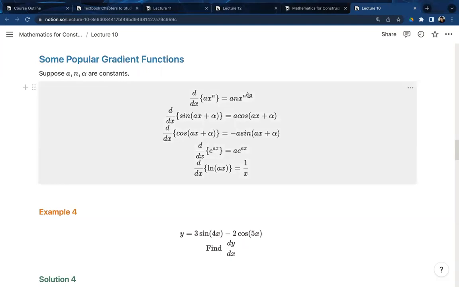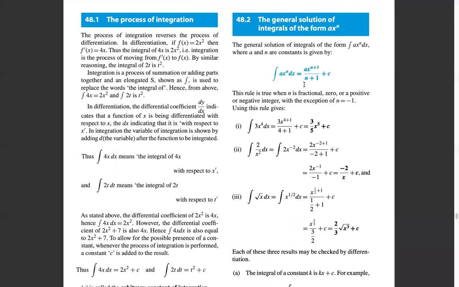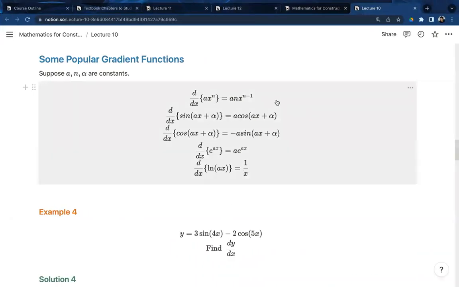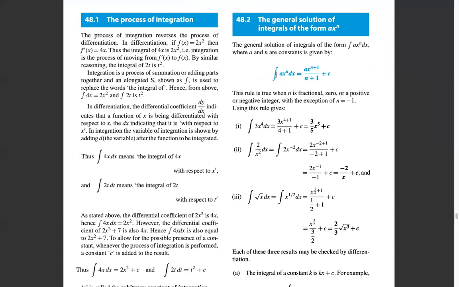The reverse order is increment the power by 1 and divide by n plus 1, and that's what they're doing here. Sorry, not a, n plus 1. So if you increment n minus 1 by 1, you'll get n. And if you divide this thing by n, you'll get back the original function. Okay, so that's all this is doing here.